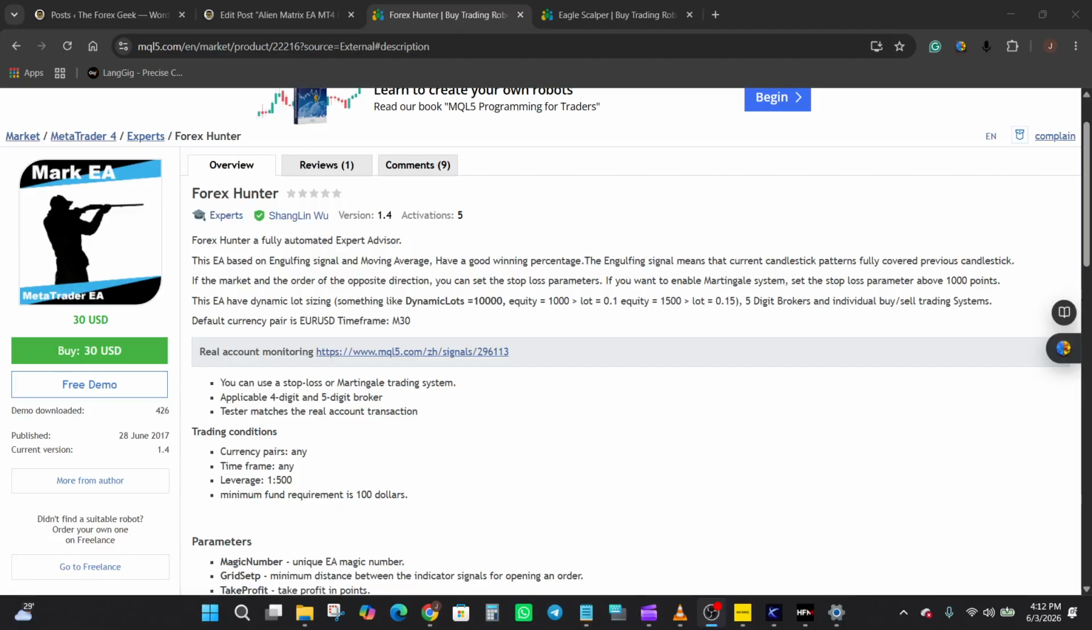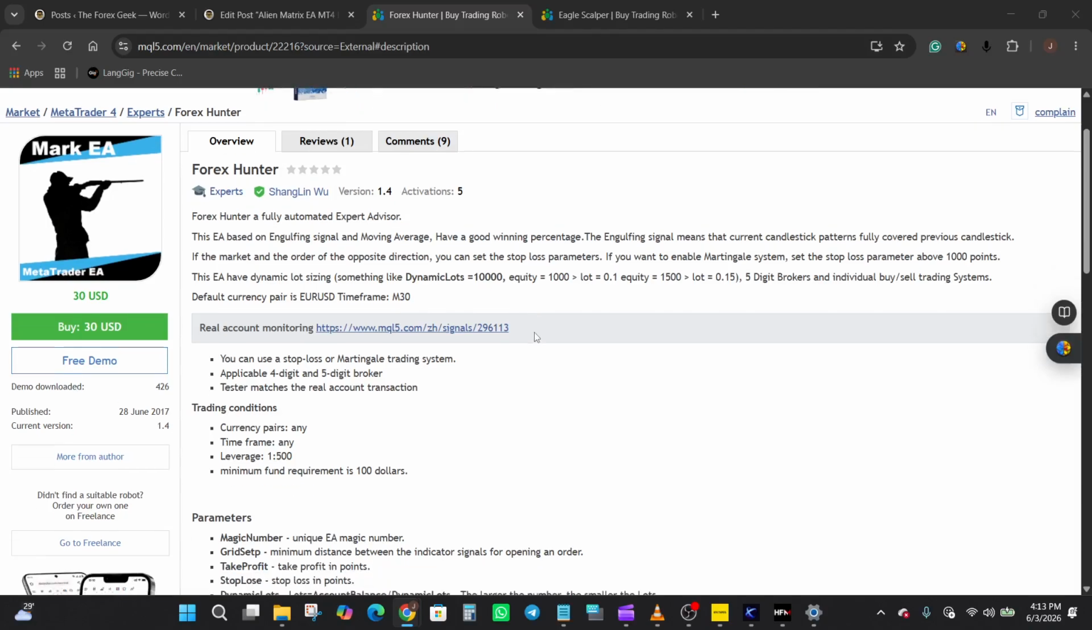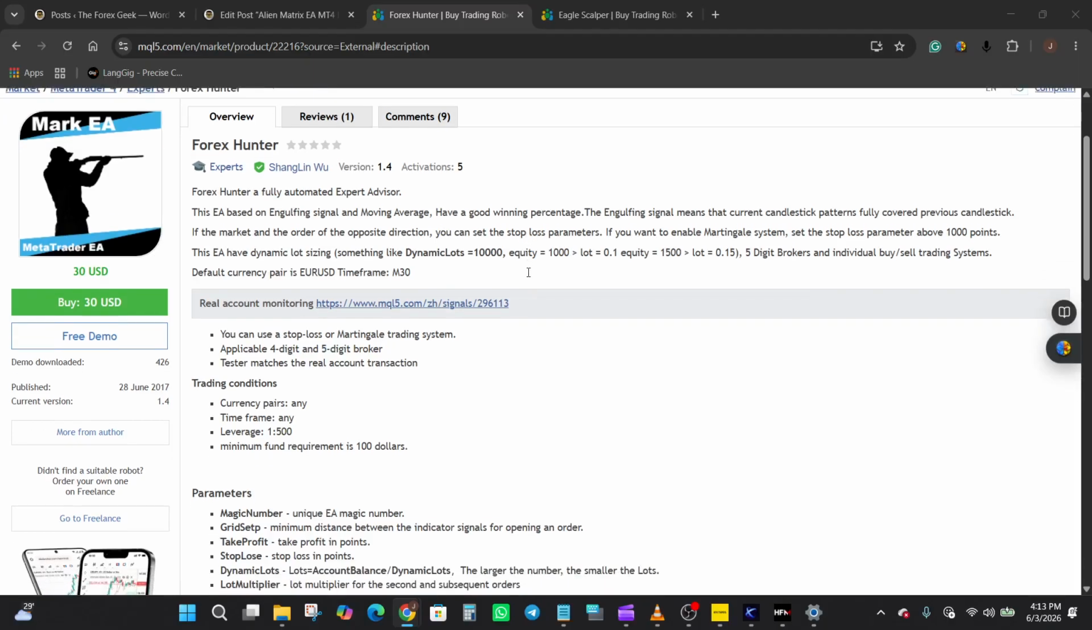Alright, so I'm now on the MQL5 Marketplace page for the Forex Hunter EA, and the first thing I'm checking is platform compatibility. From what I can see here, this expert advisor is designed for just MT4. And so I'm going to be focusing everything in this review around the MT4 version.